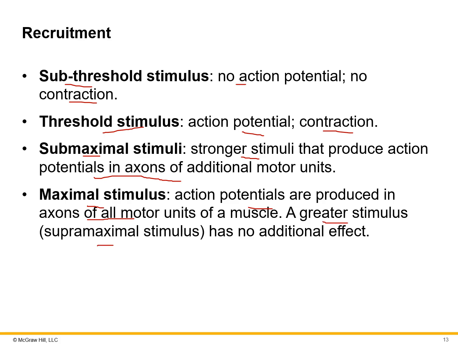Even a supermaximal stimulus at this point has no effect. So at the maximal, again, that's what I was talking about. It does reach a point that even if you engage more and more motor units, they can't contract anymore. So submaximal is somewhere in between the threshold, where we get contraction, and the maximal. As we recruit more and more motor units, we're getting a greater contraction.